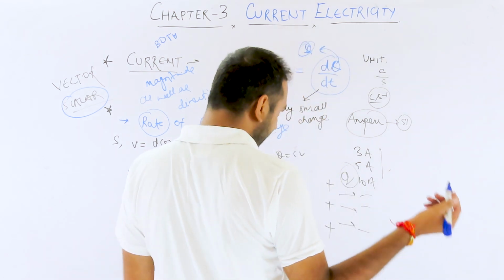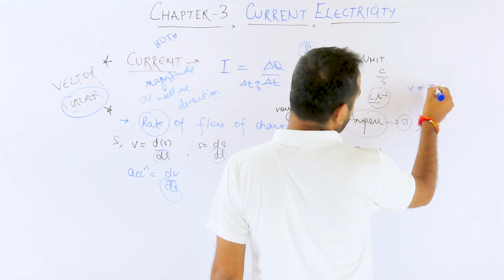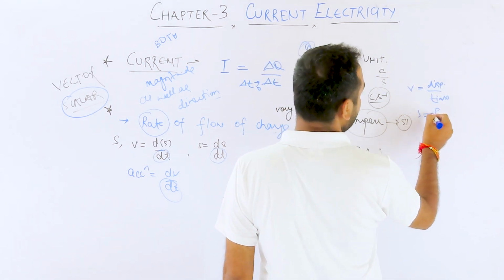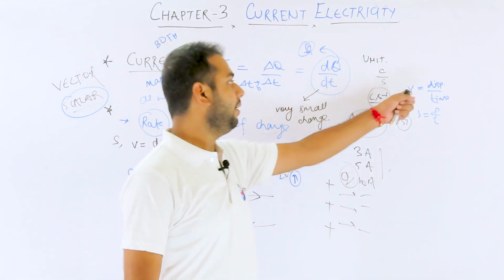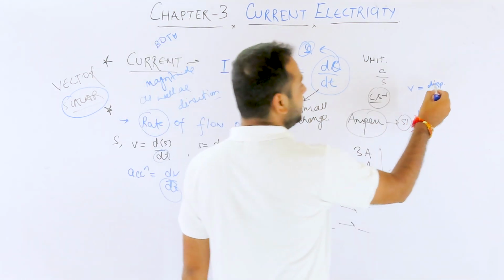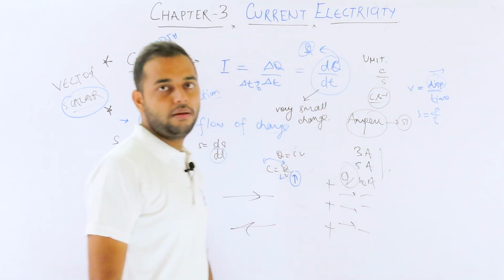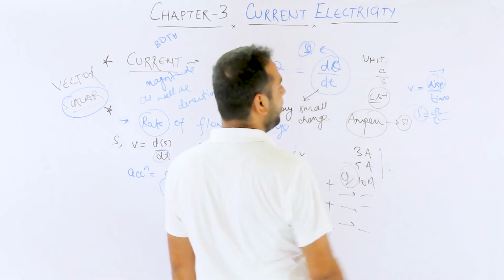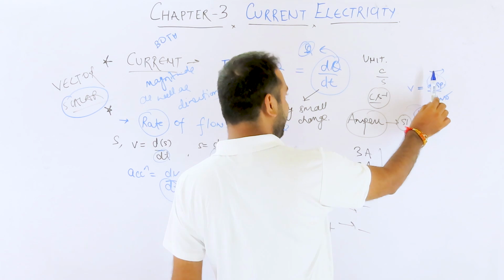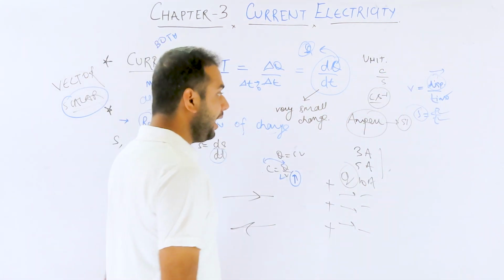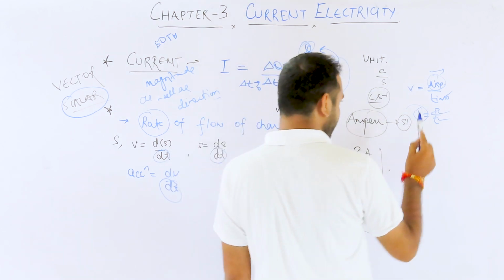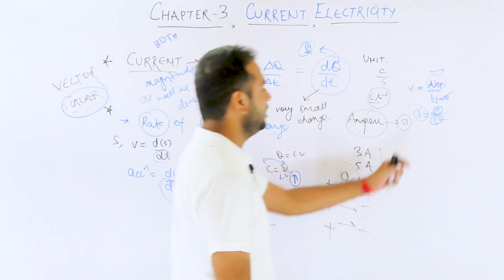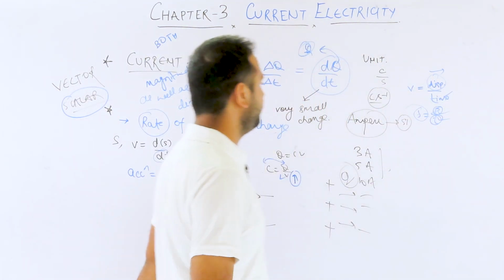As we know, what is velocity? Displacement upon time. What is speed? Distance upon time. Velocity is a vector quantity because displacement is a vector quantity. Speed is a scalar quantity because distance is a scalar and time is a scalar. When we divide a scalar by a scalar, we simply get a scalar, that's why speed is a scalar quantity. But velocity is a vector quantity.